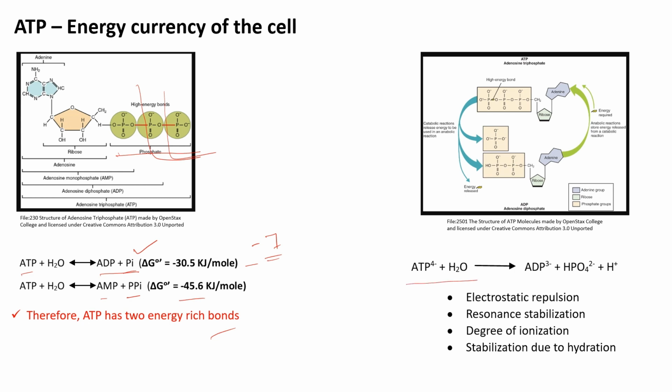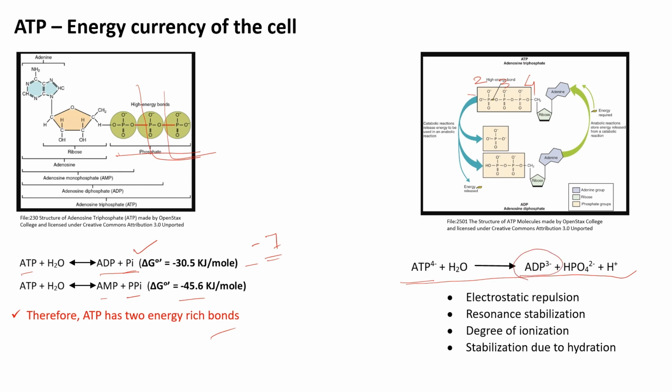Now, the dissociation of ATP. What are the factors that favor the dissociation of ATP? Or what are the factors because of which ATP can act as an energy currency of the cell, or can provide us energy? If we see the structure of ATP, ATP is 4 minus. Here you can see in oxygen, this is 1 minus, this is second minus, third minus, and 4 minus. So ATP has 4 negative oxygens. After release of 1 phosphate, it becomes ADP 3 minus.